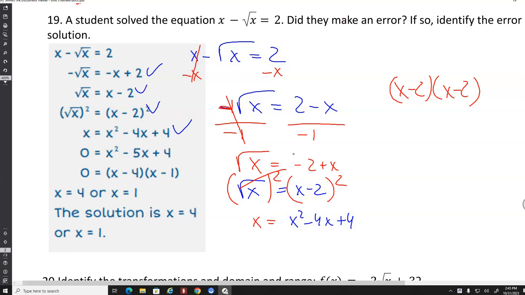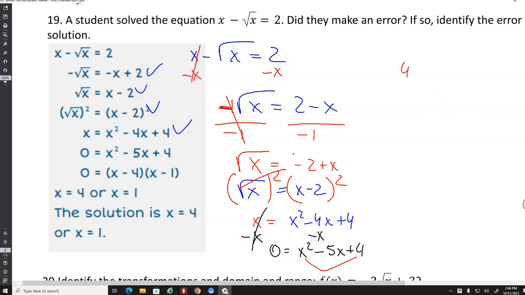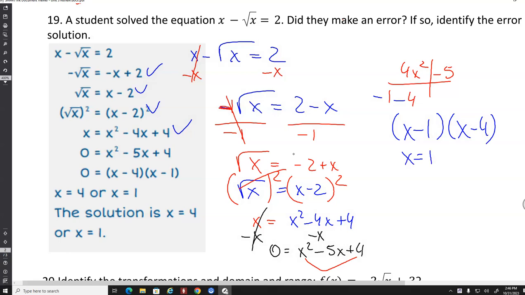You are going to move this x from the left side to the right, to combine the x's so it can equal 0. So you get x squared minus 5x plus 4. Now the two factors that the student found, that multiply to 4 and add to negative 5, were 1 and 4. They made them both negative to get a negative 5. So the two factors were x minus 1 and x minus 4. When you set it equal to 0, you get x equals 1 and x equals 4. So these are both solutions.